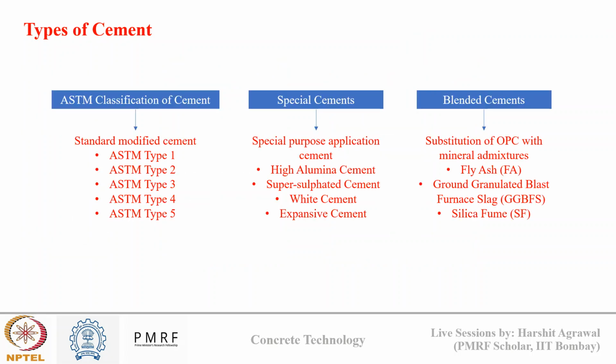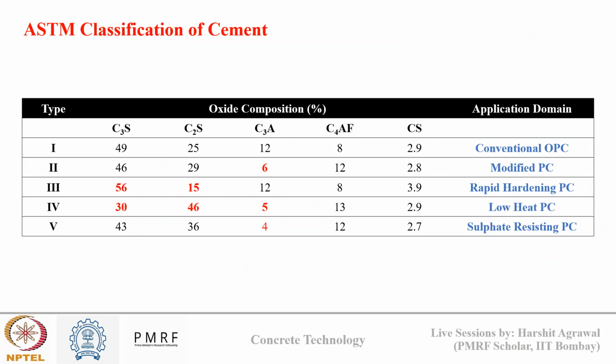Then we talked about different types of cement based on the composition of cement. Cement can be classified into different types, and these classifications are important because they help us to choose the best cement suited for a particular application need. In this, we discussed three classifications: ASTM based classification, special purpose cements, and blended cement. In ASTM, we talked about type 1, which is conventional OPC, type 2, which is a modified Portland cement, type 3, which is rapid hardening Portland cement, type 4, which is a low heat Portland cement, and type 5, which is a sulfate resisting cement.